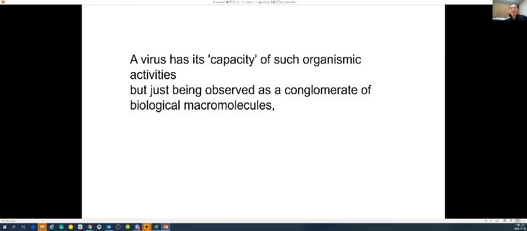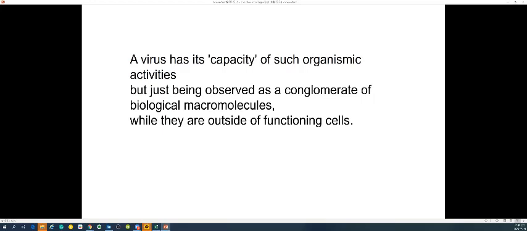But observed as a conglomerate. Conglomerate is kind of an aggregate of biological macromolecules when they are outside of functional cells. Yeah, in most cases, that's true.